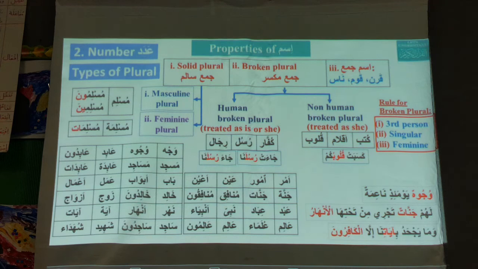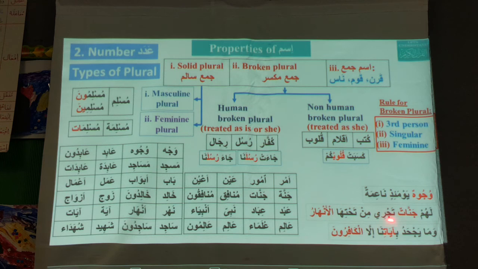First one is: wujuhun yawma idhin na'imah. So wujuh is used. On that day, many faces will be happy. Na'imah, the one who is happy, feminine. Feminine is used because of wujuh.